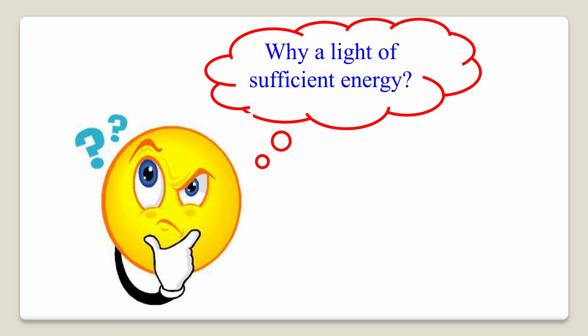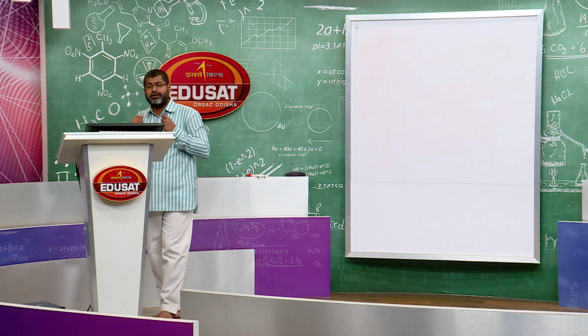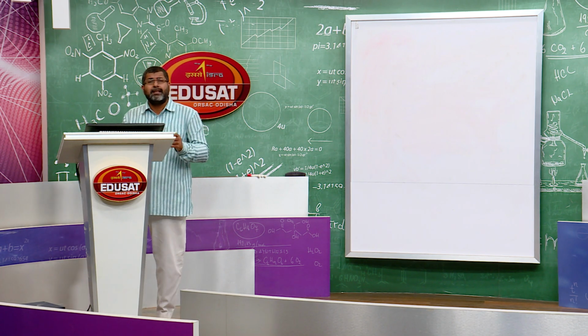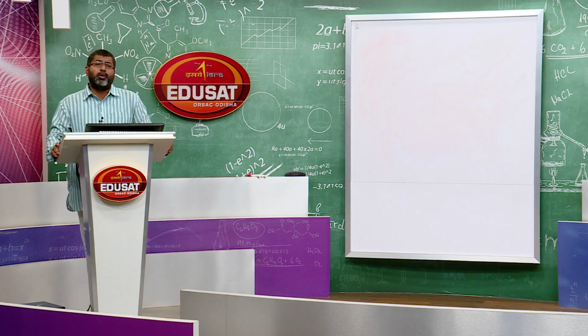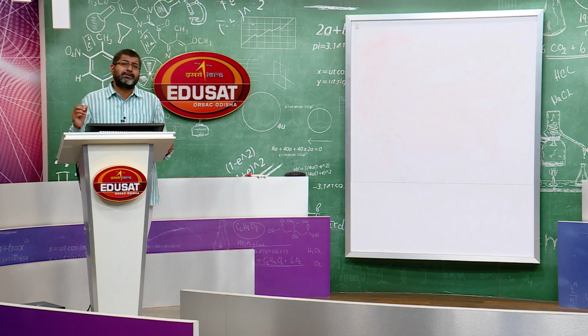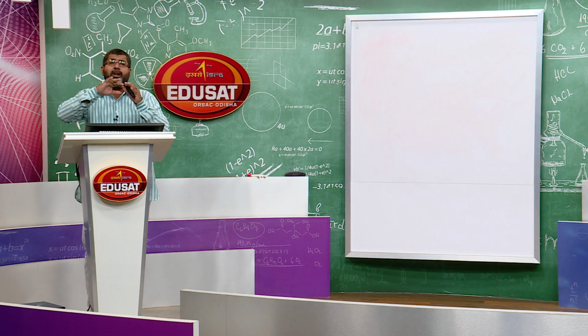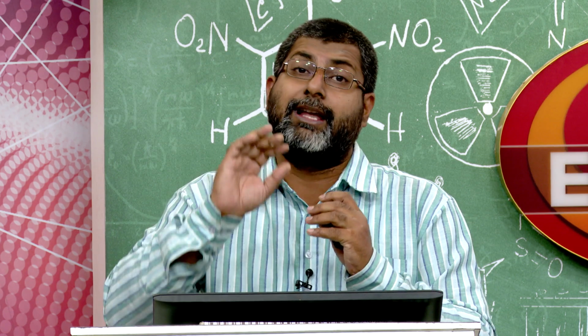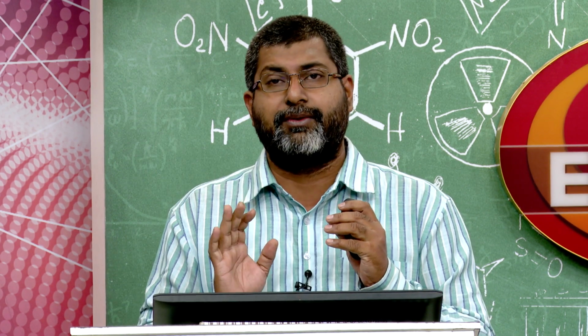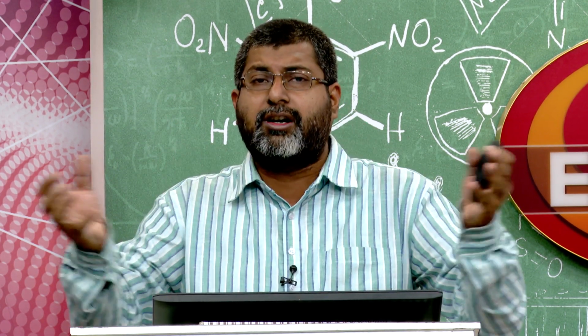Now, what do we mean by saying that light has sufficient energy? It is like this: suppose you analyze a metal surface at room temperature, you will find a large number of free electrons moving upon the metal surface. Though they are free to move upon the metal surface, yet they cannot come out of it.